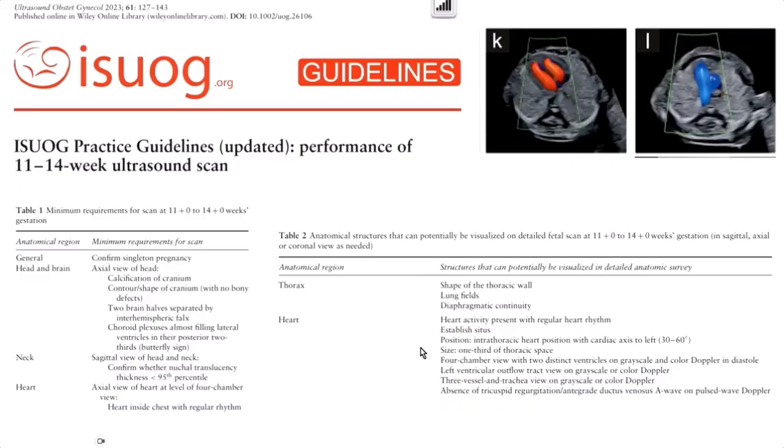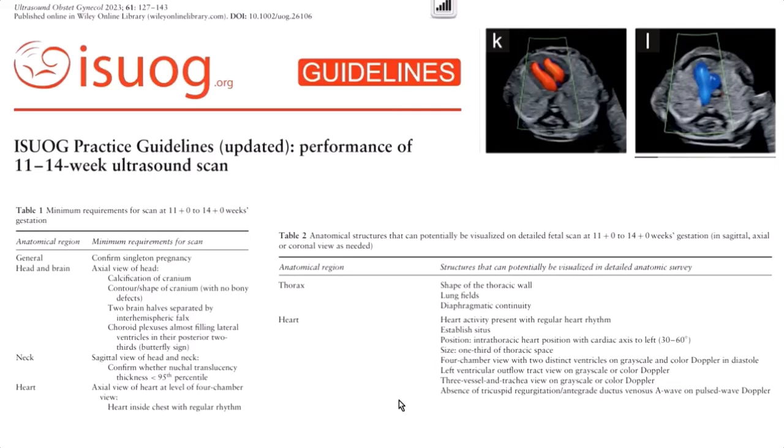we can see that in the chest, and in particular looking at the heart, we can and should evaluate not just the cardiac activity. We need to establish situs, we need to establish the cardiac position, we need to look at the cardiac axis, at the cardiac size, we need to get the four-chamber view, with color and without, the left ventricle outflow tract. We need to look at the three-vessel and trachea view, again in grayscale and with color Doppler, and then we need to confirm that there is no evidence of tricuspid regurgitation or abnormalities of the blood flow in the ductus venosus.